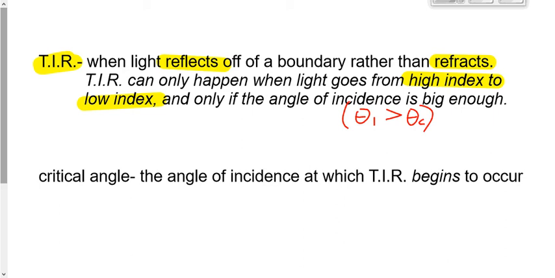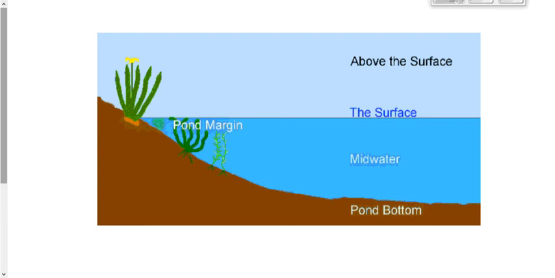And the critical angle, of course, we defined just a minute ago, is the angle of incidence at which reflection begins to occur. If you're below the critical angle, well, I shouldn't say nothing happens, refraction happens, as you would expect. But if you're above the critical angle, refraction doesn't happen, reflection happens. Got a couple of applications to show you right now.